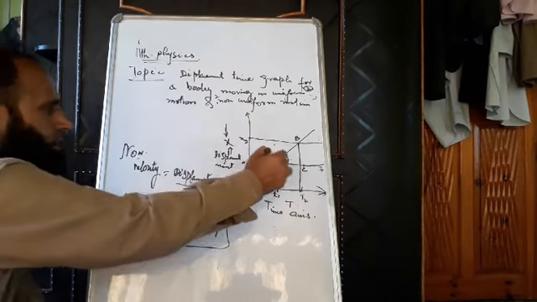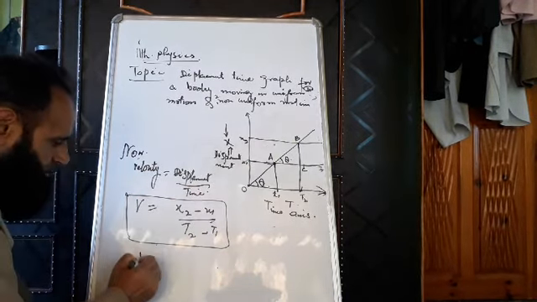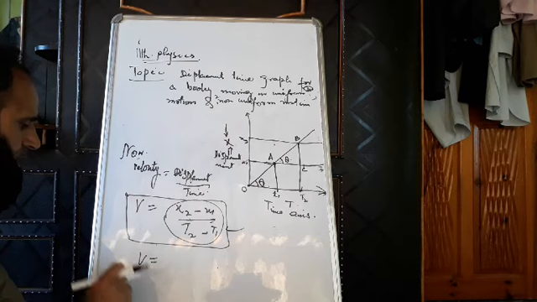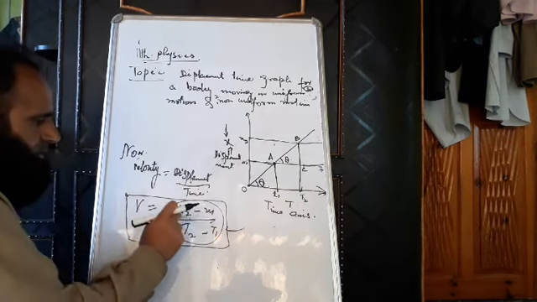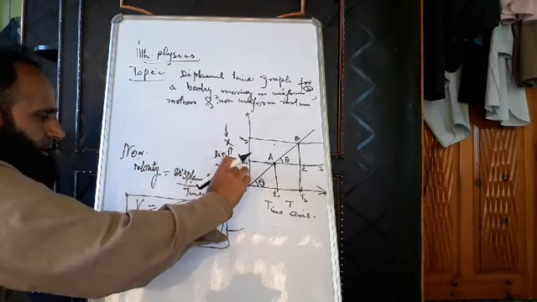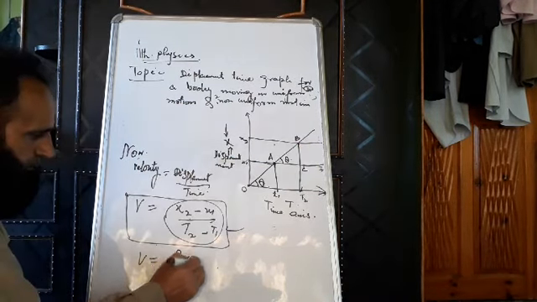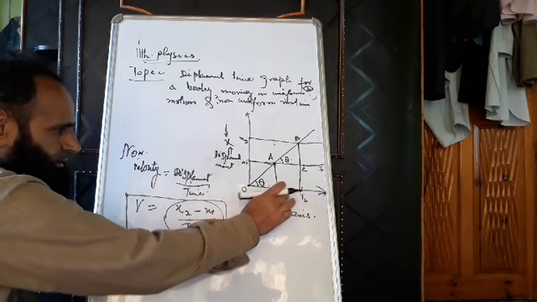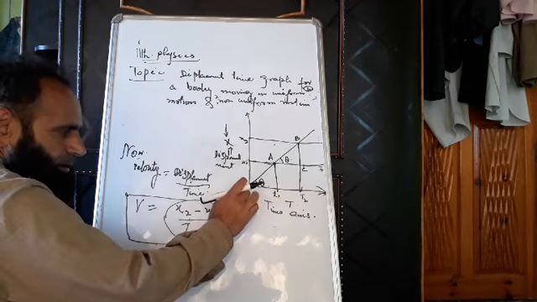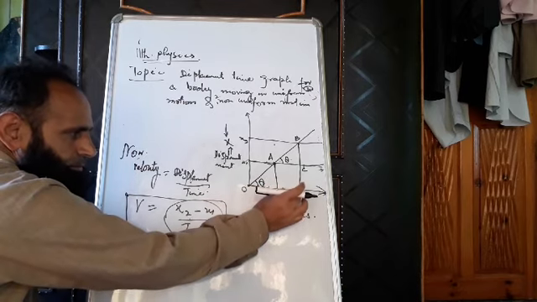So this v is the slope of the graph. We can find the slope with this equation: v is equal to x2 minus x1, which we can take equal to BC, divided by t2 minus t1. From this point to this point is t2. If we separate t1 from it, this very portion remains.